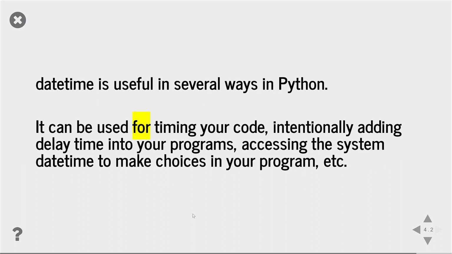The options are endless, obviously, but you could use it for timing your code, intentionally adding delay time into your programs. If you have a program that runs too fast, you can slow it down. You can access the system date time on the computer, which is important for making choices in your program. Several weeks ago, I showed you a program where, if it's Monday, do one thing, but if it's Saturday, do a different thing. Well, then you need the datetime module to do something like that because you need to know what day it is.